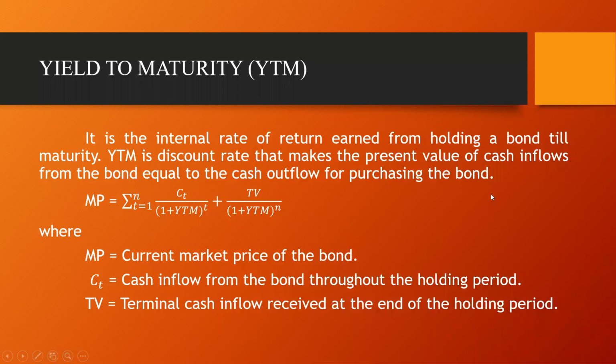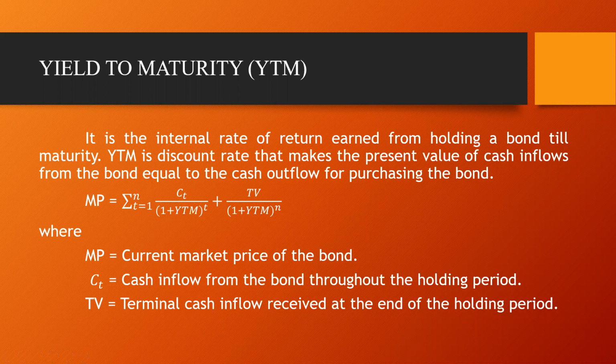YTM, that is what we need to see. It is the internal rate of return earned from holding a bond till maturity. If you're holding a bond without selling it off till the end of the holding period, what is the rate of return that you earn from it? That is known as yield to maturity.